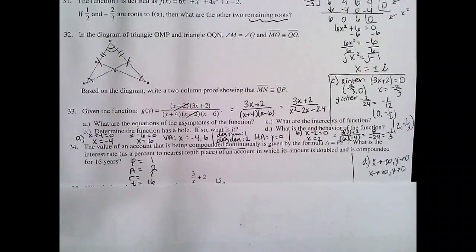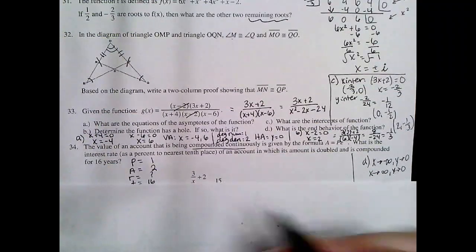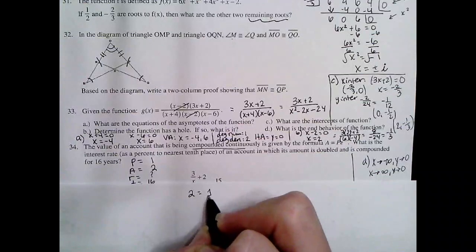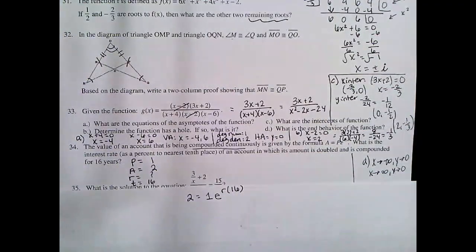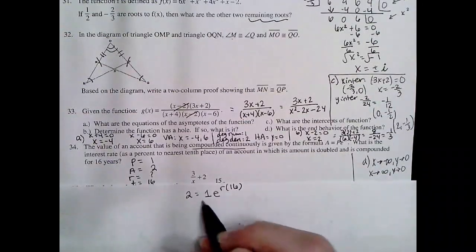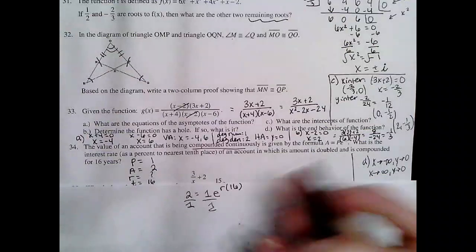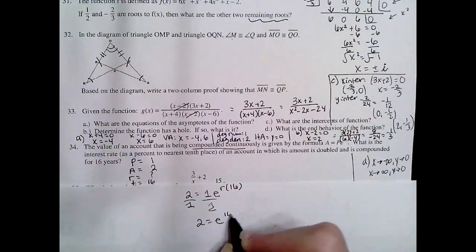So let us plug everything in. We get 2 equals 1 e to the r times 16. And we can divide by 1, right? But that really just goes away. So we get 2 equals e to the 16r.